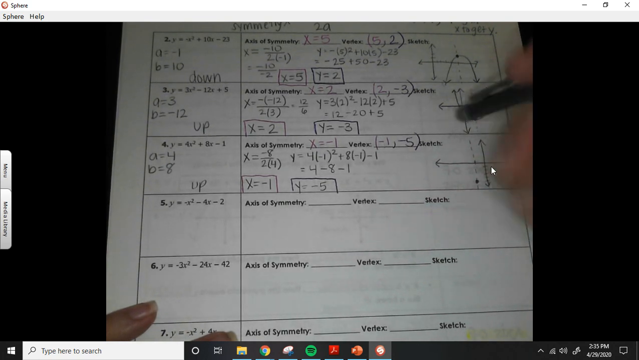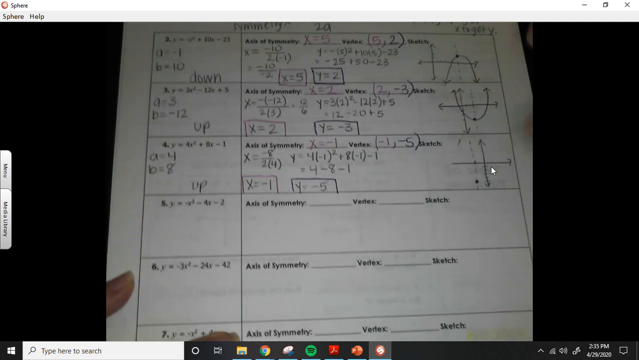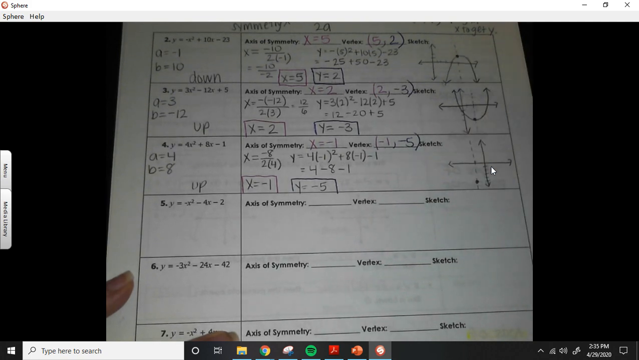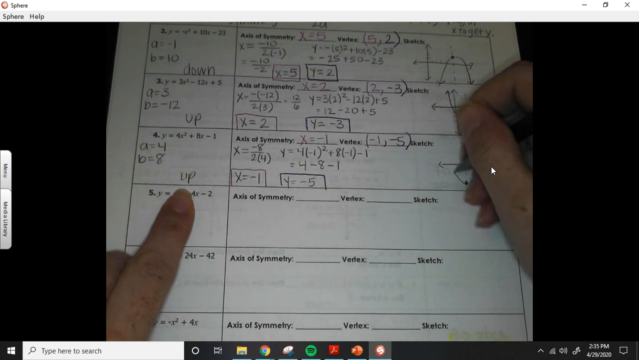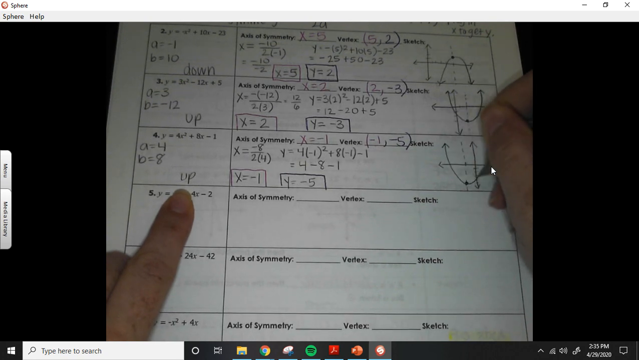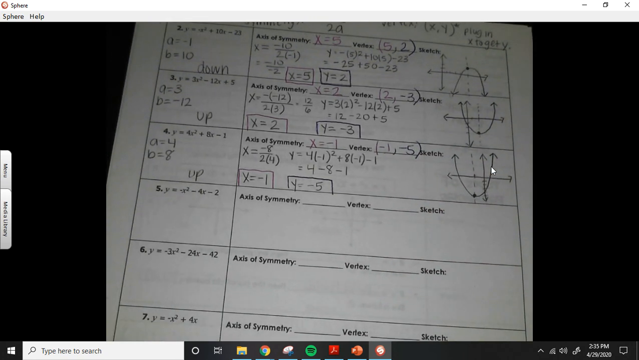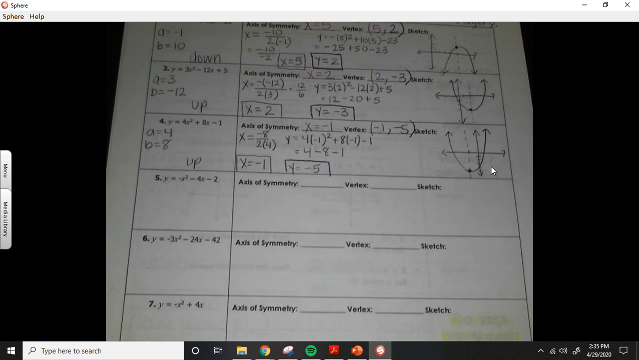I'm just laughing at the ridiculousness of this line. Okay, so here's our vertex. We already know it's opening up, so we're going to open the parabola up. And there's your sketch.